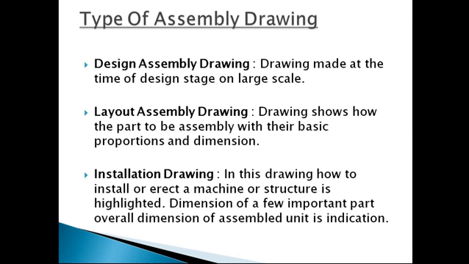Okay, and this layout assembly drawing is mostly used on an assembly line in big companies. It means that on the assembly line, components are coming from the production department. Every component is coming individually. Individually means that separate components are coming on the assembly line.